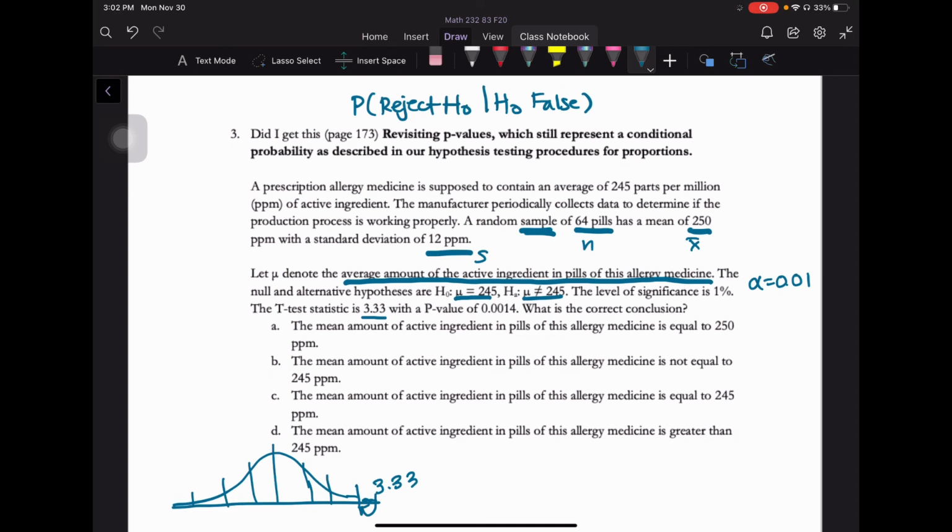But we need to say that it is not equal to. So this says is equal to. This says is equal to. This says is greater than, and this one says is not equal to. So let's refer back to our alternative, and we realize that it says not equal to, not greater than. So we're eliminating this and selecting B.